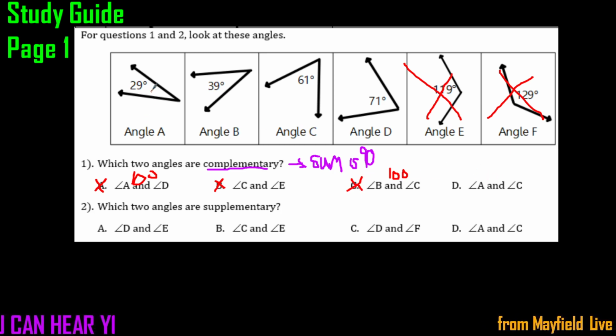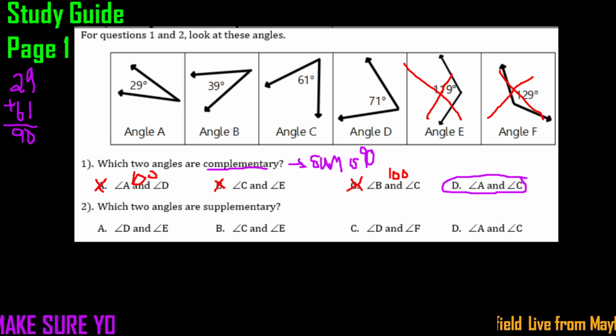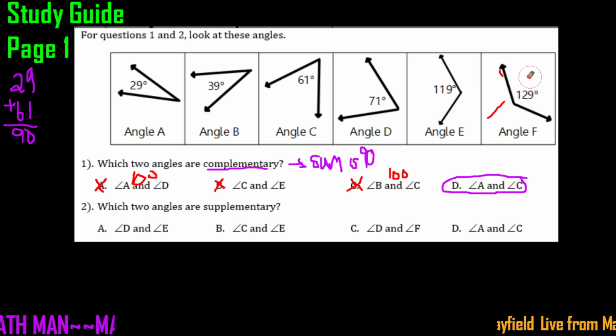However, angle A and C, we are saying 29 and 61. We can do it on the side here. So 29 plus 61, very simply, is 90 degrees. So it would be that last angle pair, angle A and angle C, because they add up to 90 degrees. For the second one, it says which two angles are now supplementary?